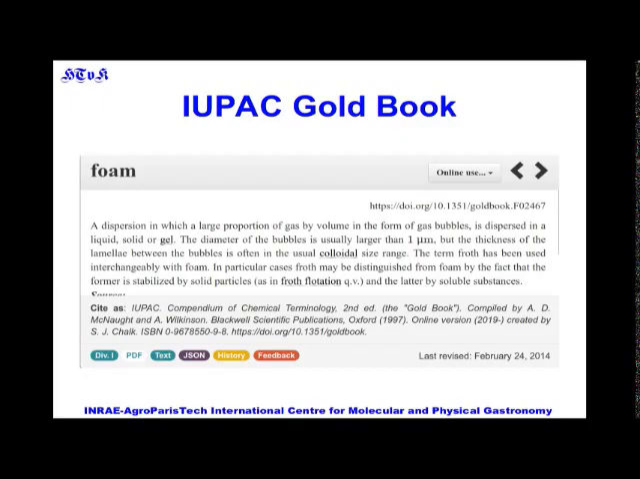Now we have to speak correctly, even if we use words. What is a foam? A foam is defined by the Gold Book of IUPAC, International Union of Pure and Applied Chemistry. It is online, it is free. My advice, always use IUPAC, otherwise you risk mistakes.